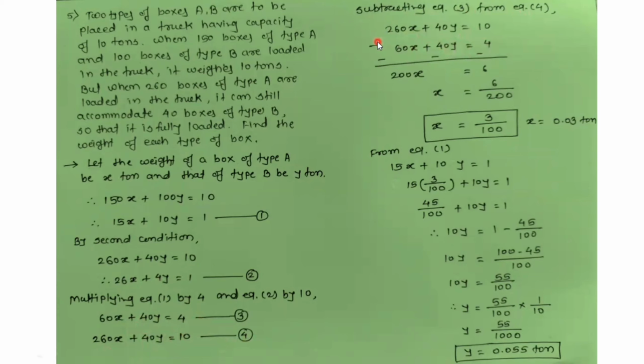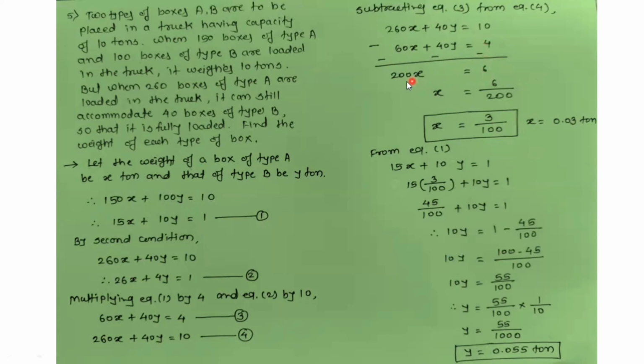Now as we are subtracting, we have to change the sign of each term in the second equation. This plus 60x will become minus 60x, plus 40y will become minus 40y, and plus 4 will become minus 4. So plus 40y minus 40y will get cancelled. 260x minus 60x, it is 200x is equal to 10 minus 4, that's 6.